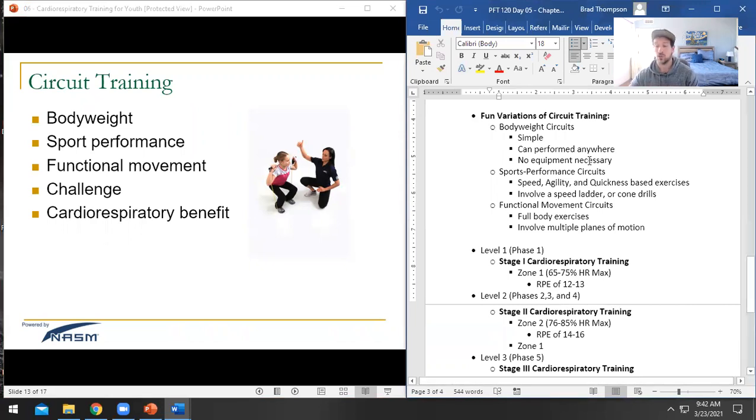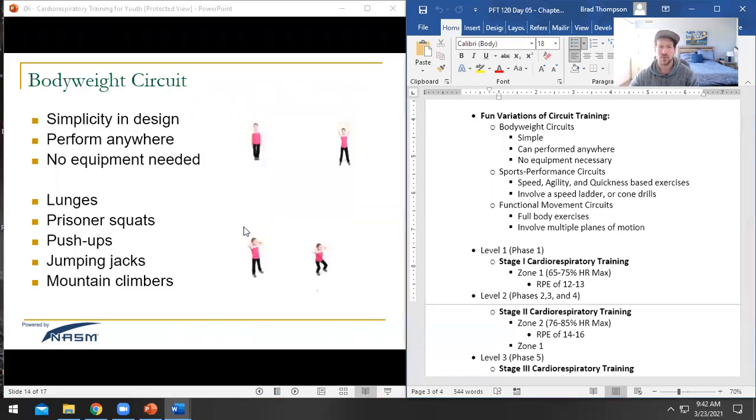You could do body weight circuits, right? Body weight circuits are super fun. They're very simple. They can be performed literally anywhere because you don't need any equipment at all. So if you were to set up lunges into prisoner squats, into push-ups, into jumping jacks, into mountain climbers, repeat, right? Great. Body weight exercise, love that. Simple, engaging. It could be fun as long as you are keeping the energy really high. It's a great routine.